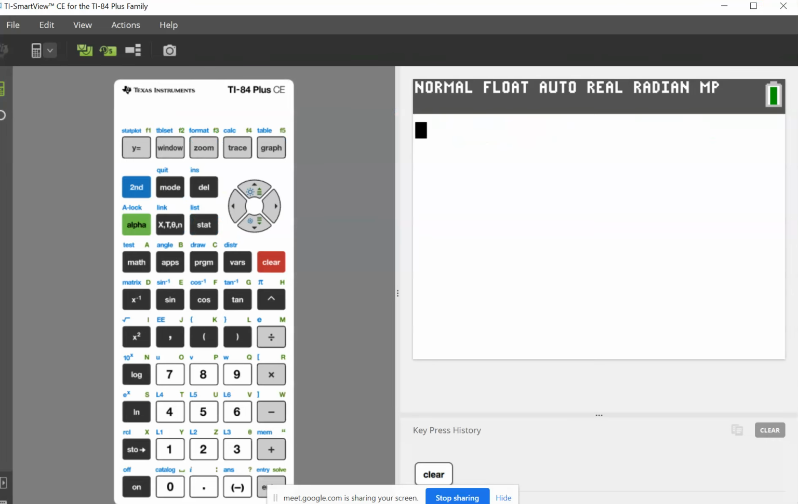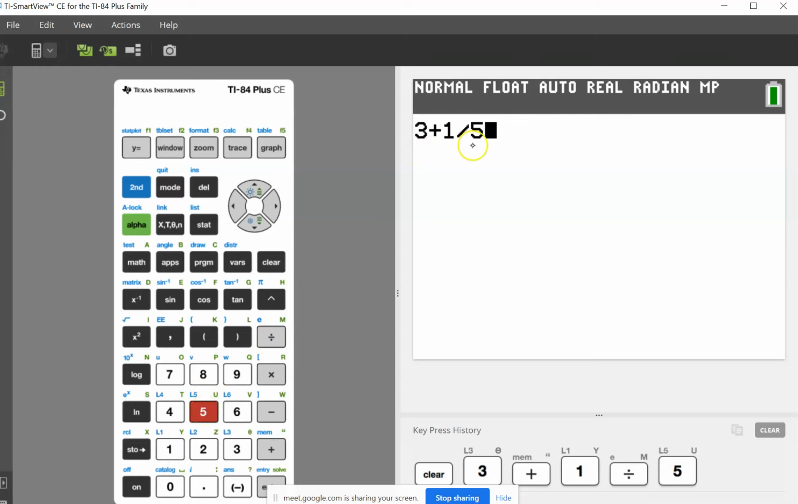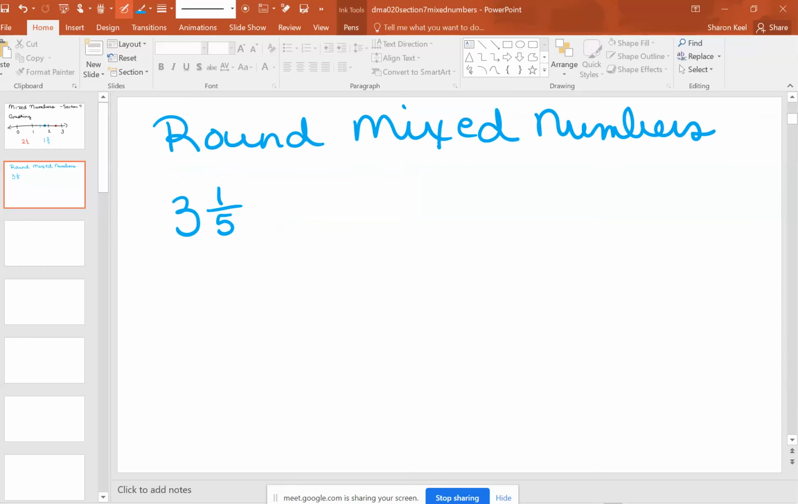The easiest way I think to do that using the calculator is if you type in the whole number 3 plus 1 divided by 5. That's going to be the whole number and the fraction. When you press enter, you will get a decimal. The decimal is 3.2. So this as a decimal is 3.2. And if we are rounding, that would round down to the number 3.